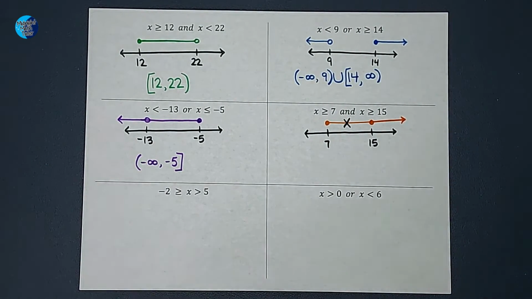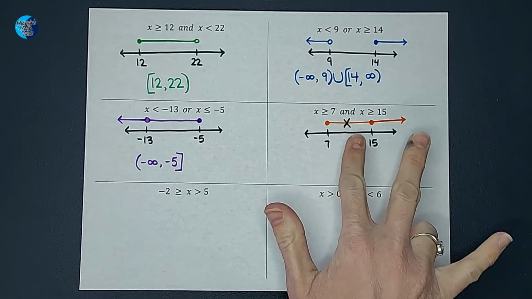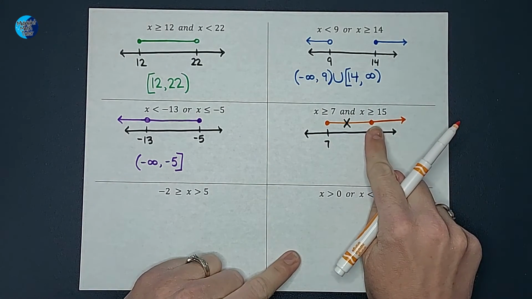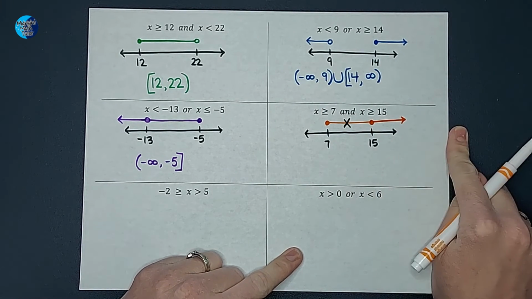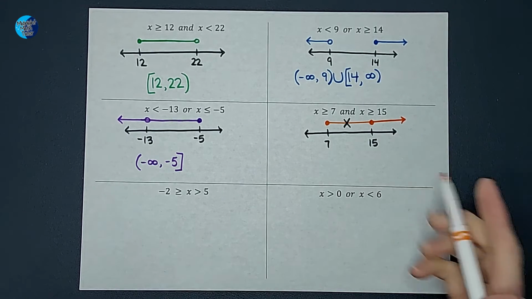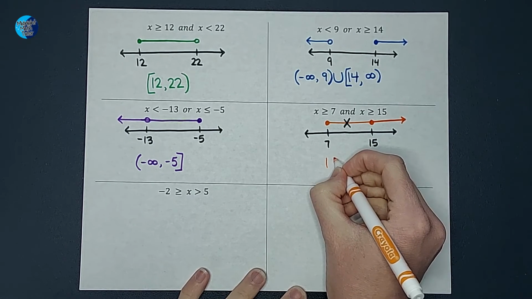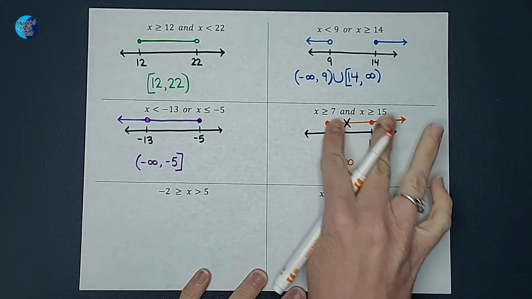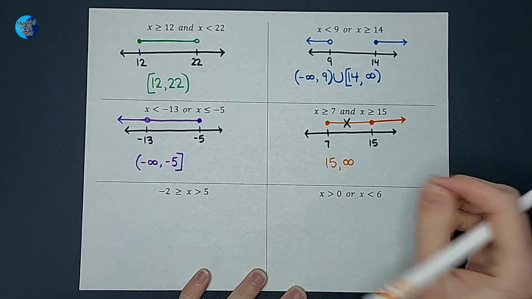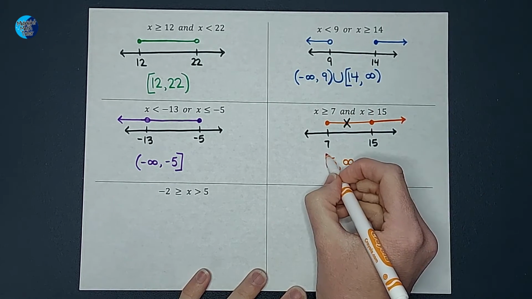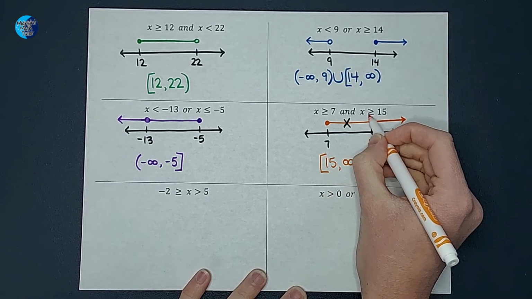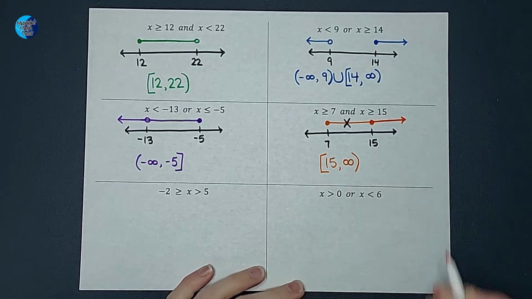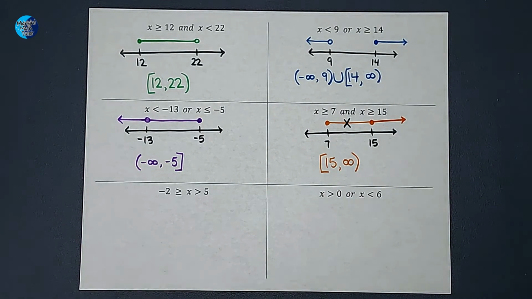So that means to satisfy both of these inequalities, I'm just looking from 15 on forever. So you can pick any number from 15 to infinity, and that will satisfy both of these. Now it can include 15 because of that closed circle, the equal to. Infinity always gets a parenthesis. All right, there's that. That's why it's so important to pay attention if it's and or or, right?